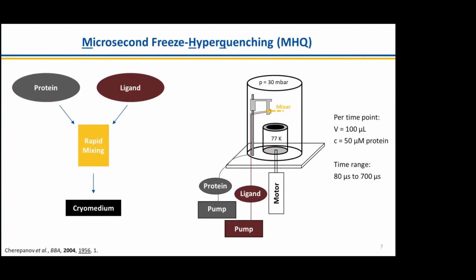So what is special about our setup is that we can use it in a time range between 80 microseconds and roughly 700 microseconds. So we work on a microsecond time scale, whereas most of the commercially available devices work on a millisecond time scale. So we are faster by a factor of 1,000. And per time point, we roughly need about 100 microliter of the protein at a concentration of 50 micromolar, so pretty normal PELDOR conditions.